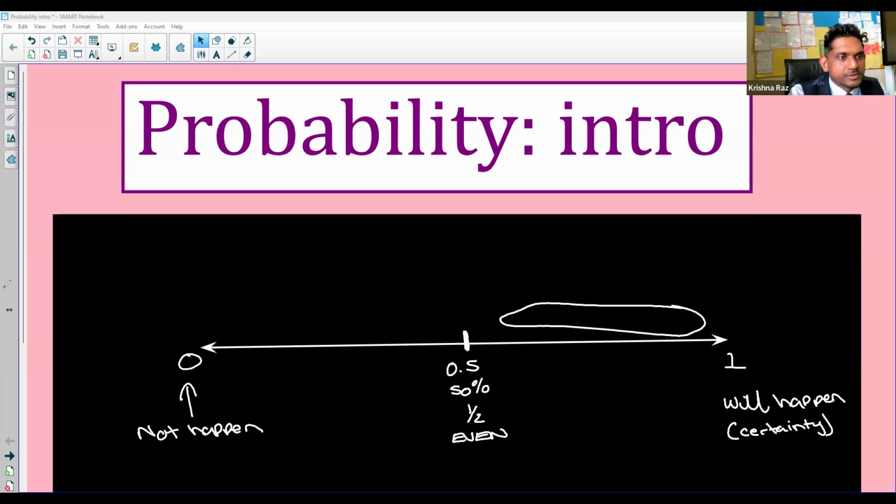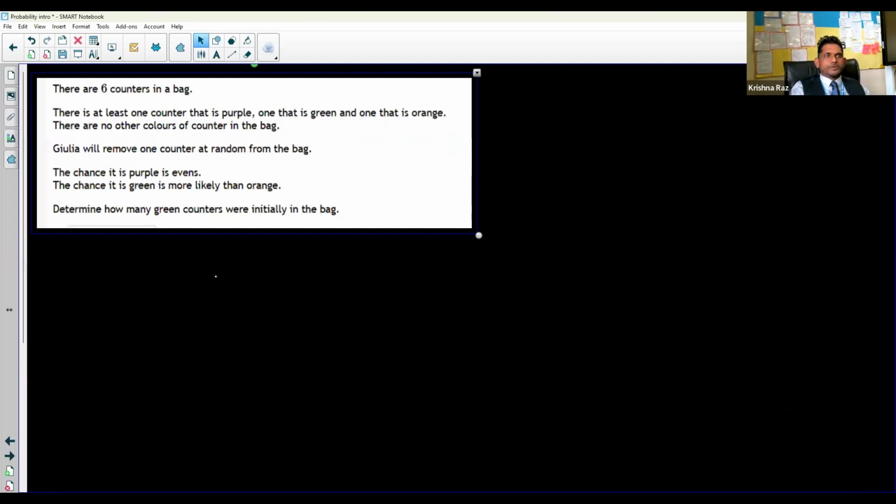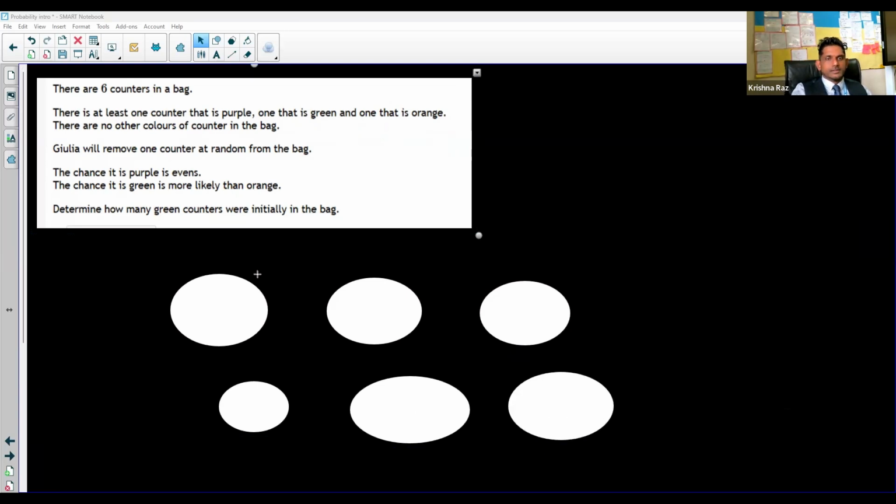Now let's look at some questions. Here we've got a question where we have 6 counters. So let me draw my 6 counters: 1, 2, 3, 4, 5, 6. Imagine they're all the same size. And we're told that there is at least one counter that's purple, one that's green, one that's orange. There are no other colours in the bag. So the chance of a purple is evens. So we know half of them must be purple.